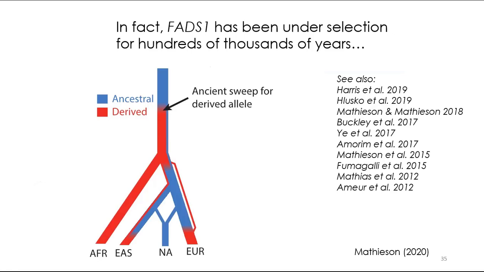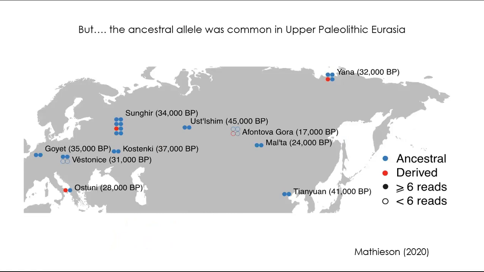Then if we look at the Out of Africa event, which happens maybe about 60 or 70,000 years ago, the split of present-day non-African and African populations, and we look at early non-African populations, we see that almost everyone carries the ancestral allele. Okay, so even though the red allele, the derived allele, was fixed in the ancestral African population, in early non-Africans, everyone's carrying the ancestral allele.